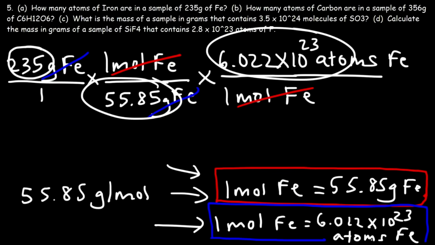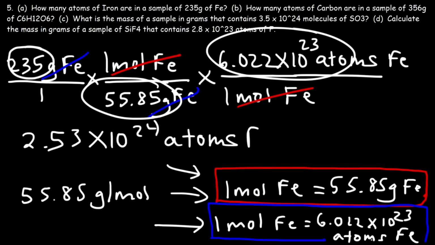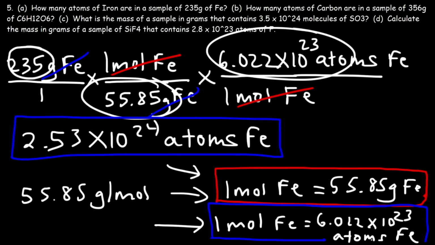So the final answer that I got is 2.53 times 10 to the 24 atoms of Fe. And so that's it for this problem. That's how you can convert from grams to atoms without changing the substance. Now, if you look at part B, the substance is going to change.